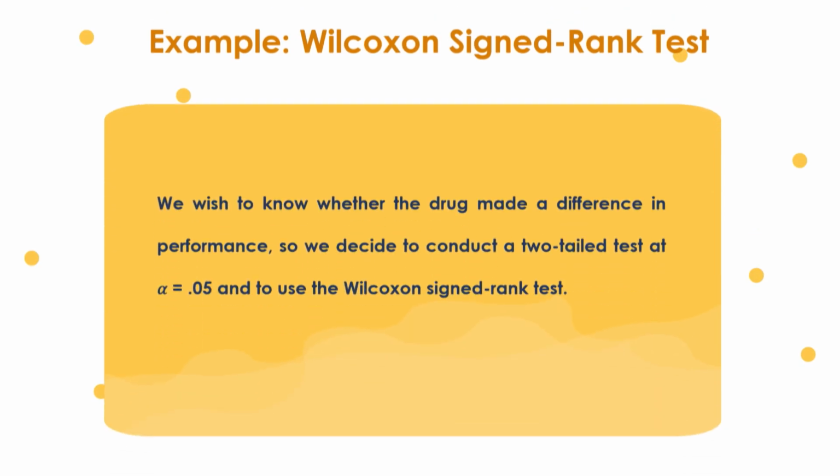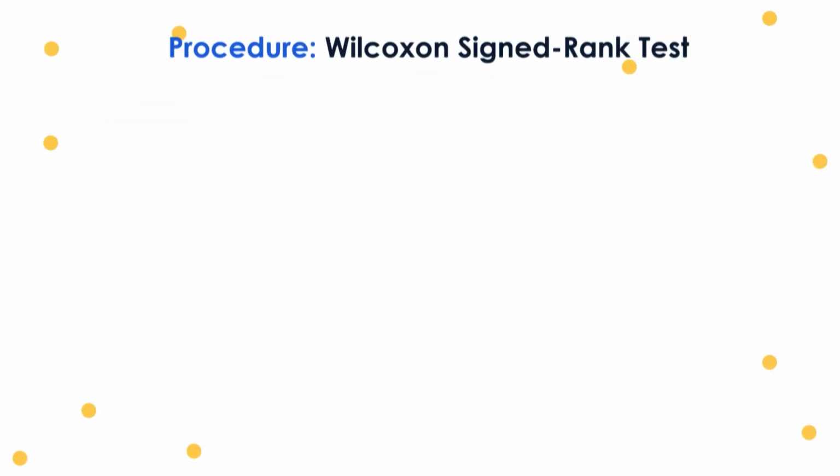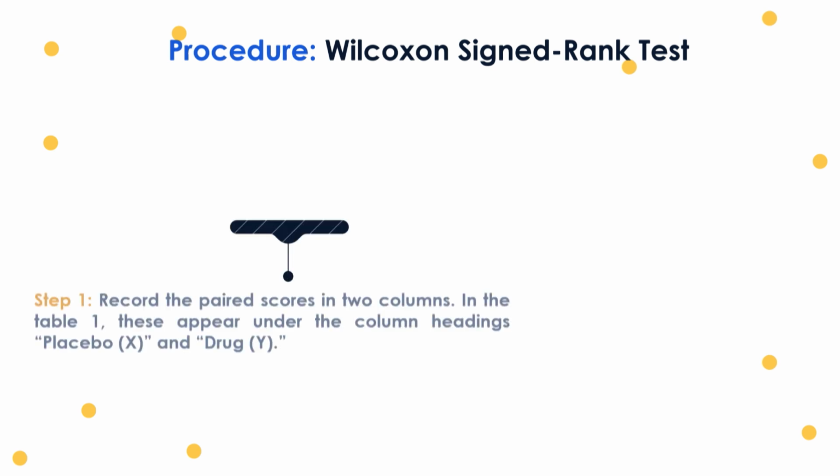Step 1: we wish to know whether the drug made a difference in the performance. So, we decide to conduct a two-tailed test at alpha equal to 0.05, that is, a 5% level of significance, and we are going to use the Wilcoxon sign rank test. So, what will be the procedure for doing this Wilcoxon sign rank test?